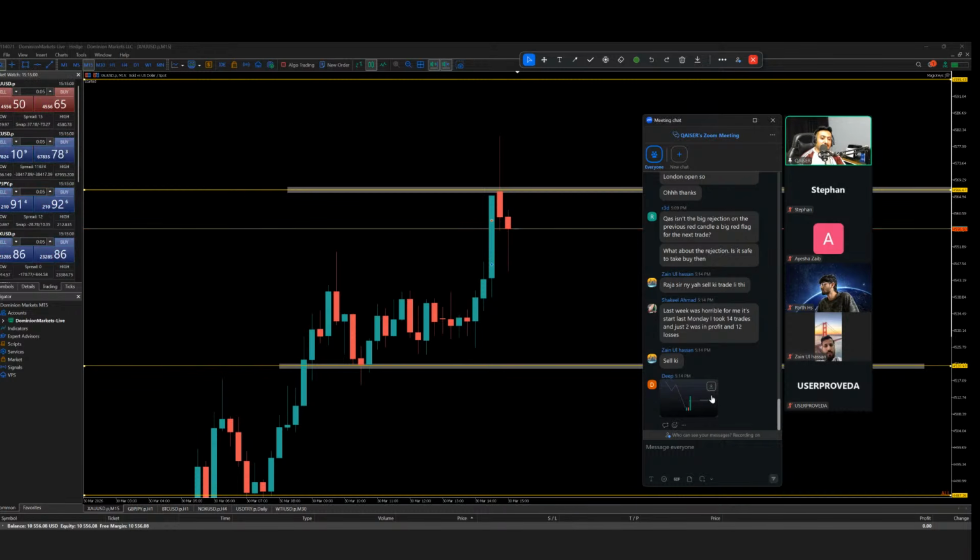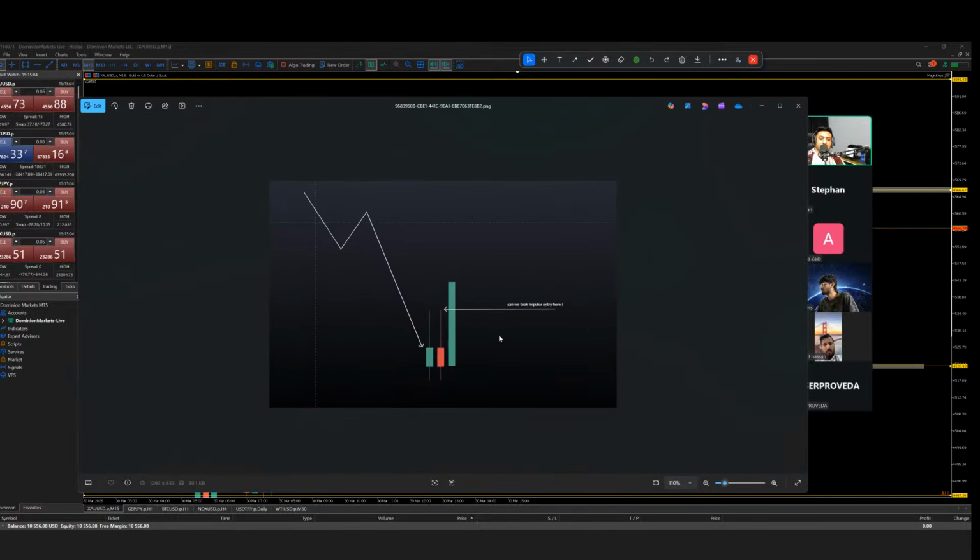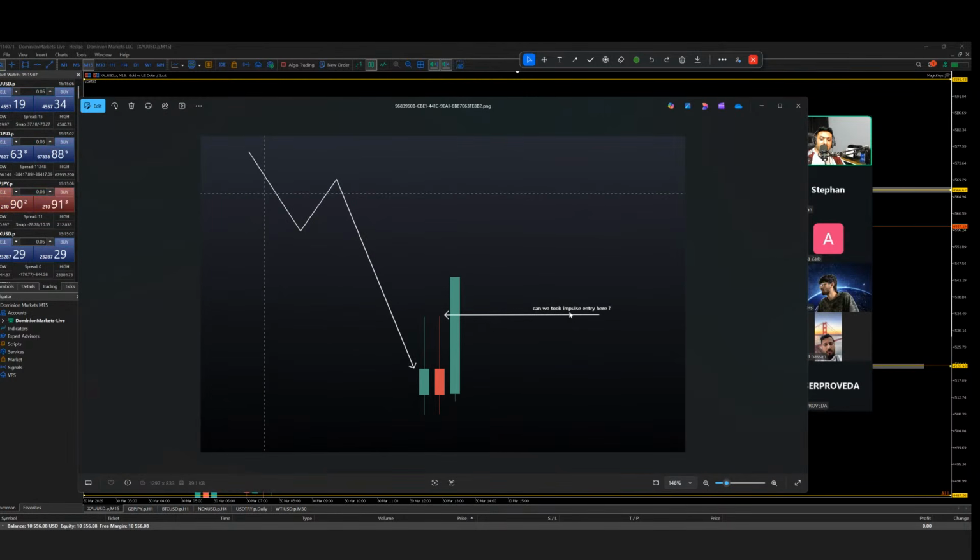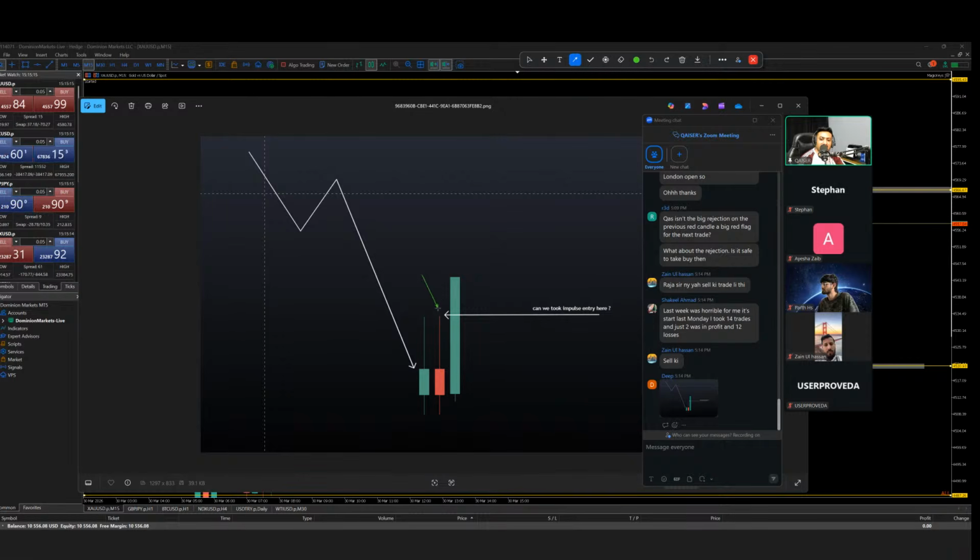Okay, let's see what Mr. Deeps just sent me here. Can we take an impulse entry here? I think so, but it will be better to wait for the candle to close above these rejections, because this candle closed with the same size.